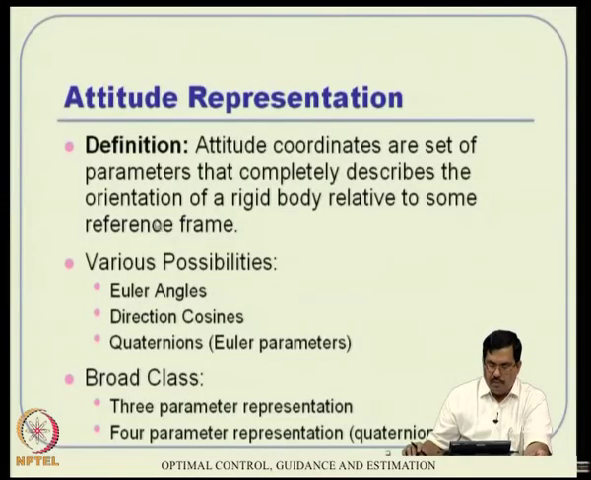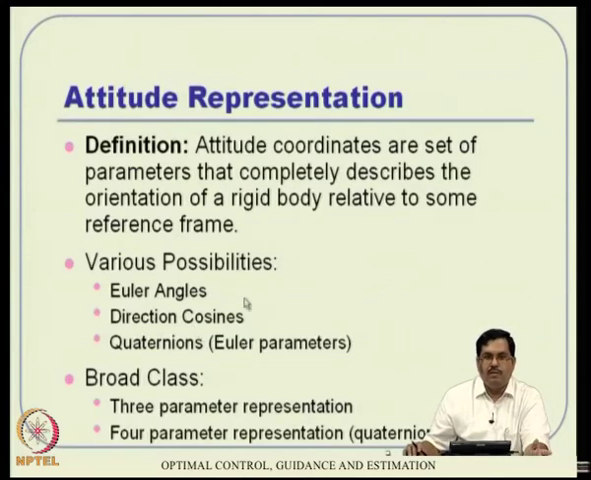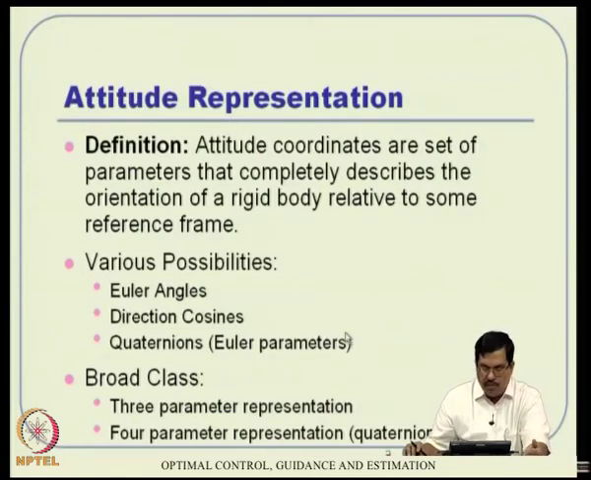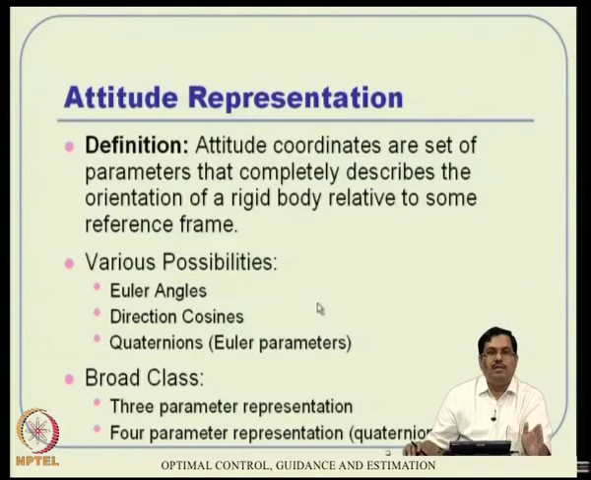So attitude representation by definition is essentially the attitude coordinates, a set of parameters that completely describe the orientation of a rigid body relative to some reference frame. And one set we have already seen, Euler angles. The other things that are available to us are direction cosines and quaternions. In fact, direction cosines are the first step before even Euler angles. And then it does not stop here. People talk about Rodrigues parameters, then modified Rodrigues parameters, and the family of that actually. There are give and takes actually.